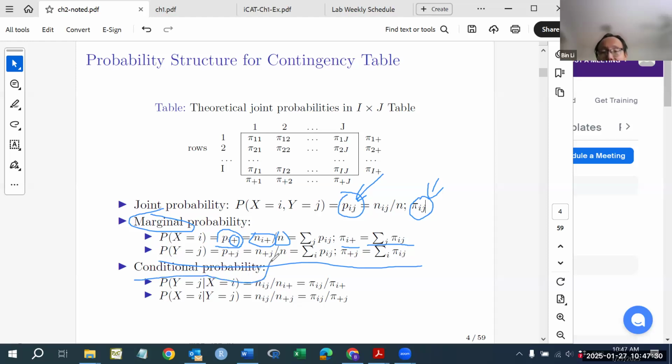Okay, the next one is conditional probability. We've already seen this last time, right? So what is conditional probability? Like this one, the first one is conditioned on the x level at i, and the probability of getting y at j can be estimated through n_ij divided by the row sum, n_i+, okay?